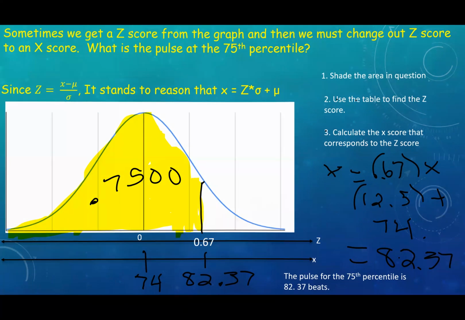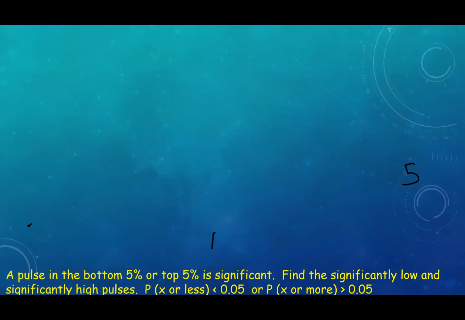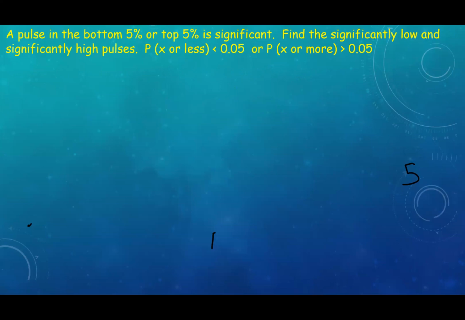Okay, let's try another one. A pulse in the bottom 5% or top 5% is significant. That means it's worrisome. Find the significantly low and the significantly high pulses. In other words, find the pulse where the probability is less than 0.05 or the probability is more than 0.95.